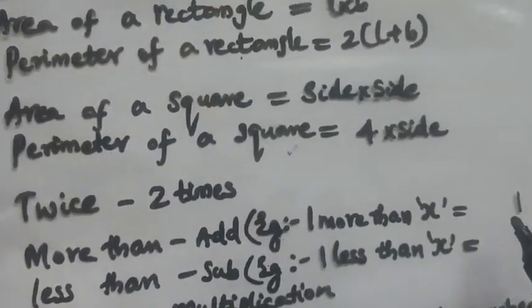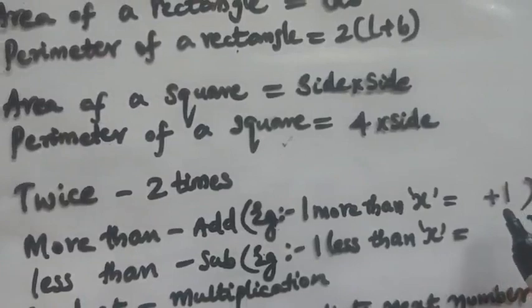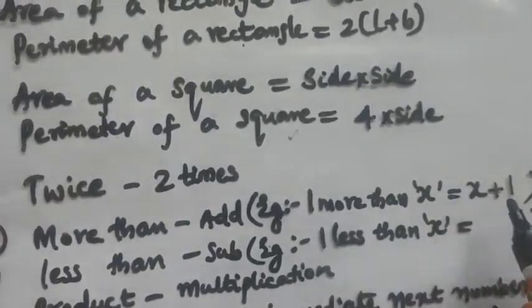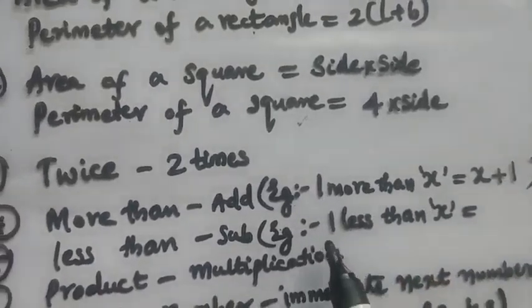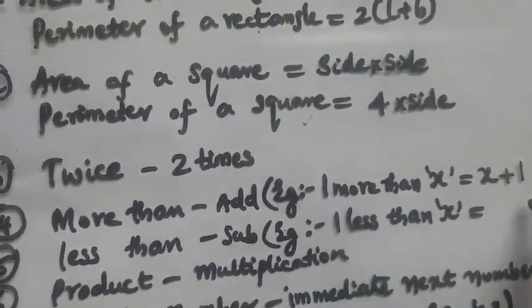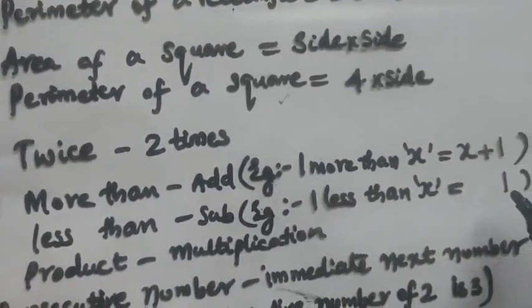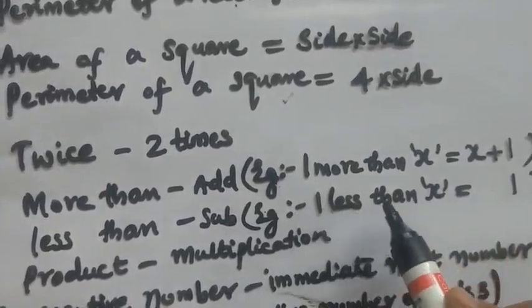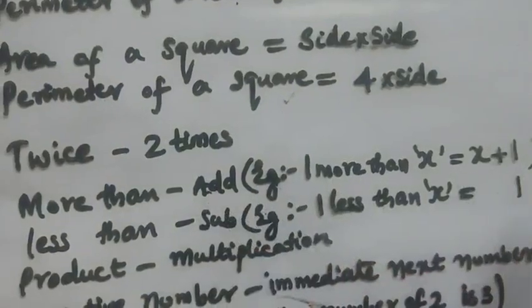When you see the words more than, you put the plus sign. Now this is 1 more than x, so this is how it is x plus 1. Similarly, 1 less than x means first write down the number. There are many ways to write the equation, I'm just showing you the simplest way. Whatever number is there, first you write it down. Whenever it is less than or more than, you write that addition or subtraction symbol in front of that number.